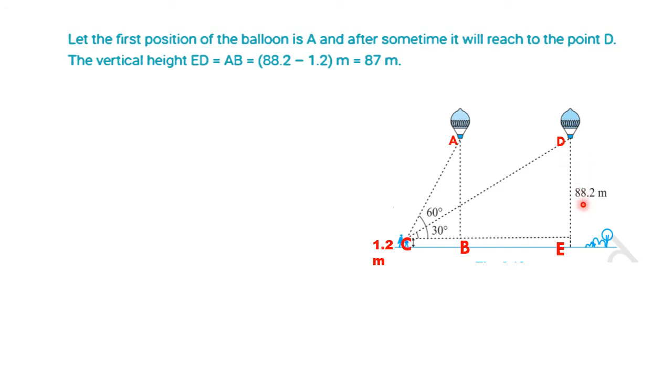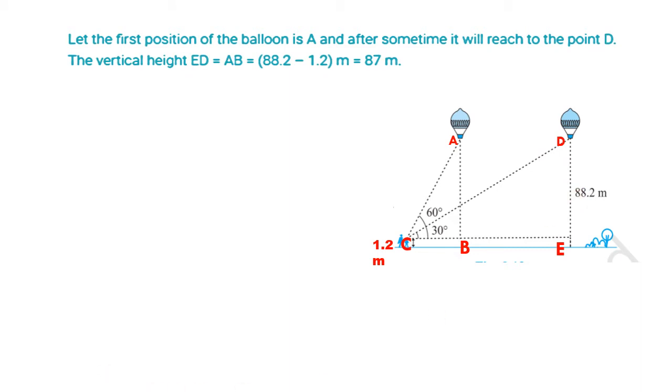So what will be the vertical height? Here it is. The vertical height is ED, which is equal to AB because both these lines are parallel. And as we know that the height of the girl is 1.2 meters and the height of the balloon right from the ground is 88.2 meters. So 88.2 minus 1.2, which is the height of the girl. When we subtract it, we will get 87 meters.